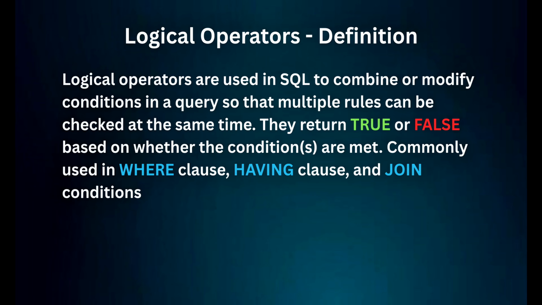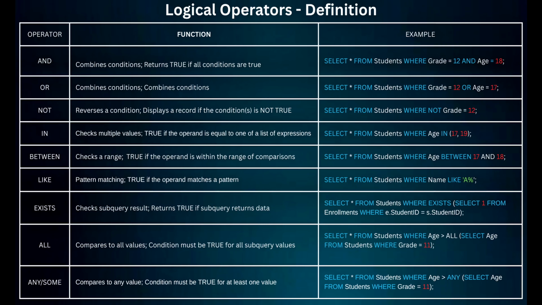Main logical operators in SQL. The AND operator combines conditions and returns true if all conditions are true. The OR operator combines conditions. The NOT operator reverses a condition, displaying a record if the condition is not true. The IN operator checks multiple values, true if the operand is equal to one of a list of expressions. BETWEEN checks a range, true if the operand is within the range of comparison. The LIKE operator does pattern matching, true if the operand matches a pattern. EXISTS checks a subquery result and returns true if the subquery returns data.